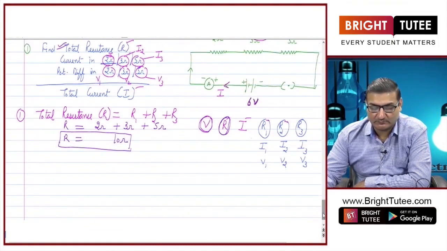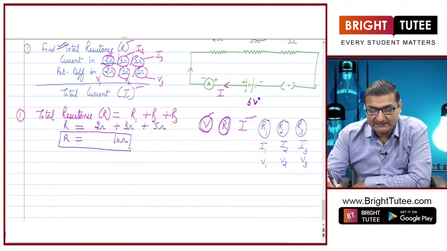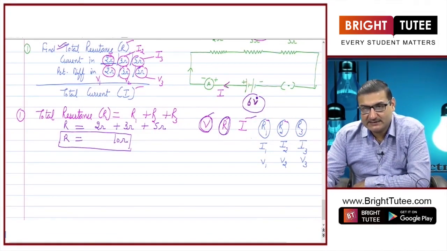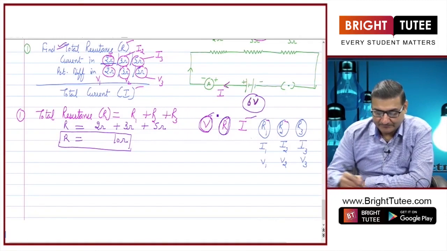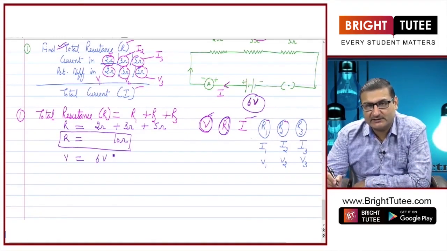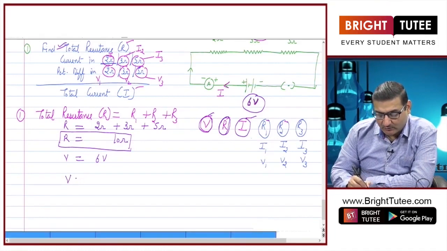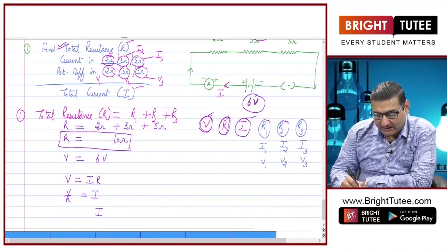So, let us come back again to our question. One thing out of V and I was given, and in this case we are given 6 volt, that is total V. So total V is given out to be 6 volts. Total V means potential difference. So what I'll do is I can find out this current. How? Simply by using Ohm's law. V is equal to IR, therefore I will be equal to V upon R. Now V is given to be 6 volts, R I have calculated to be 10 ohms.